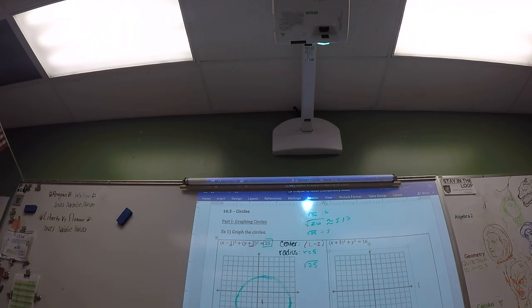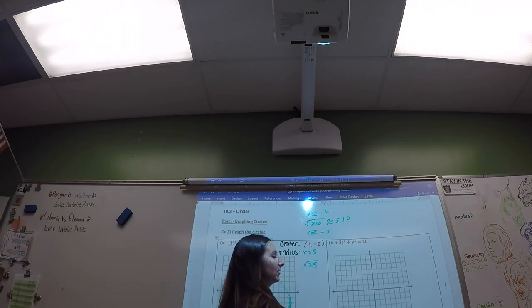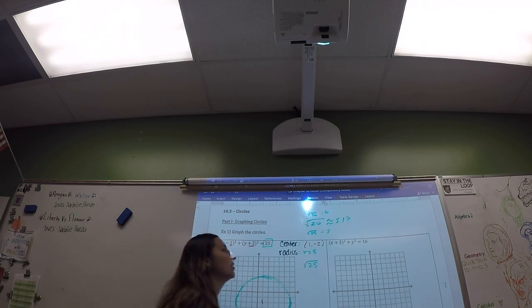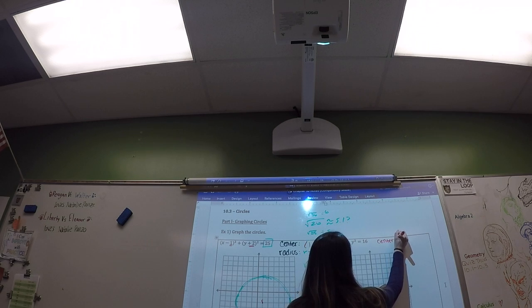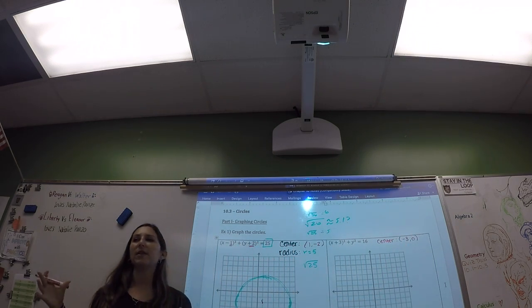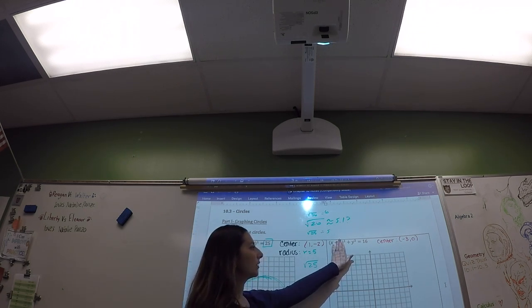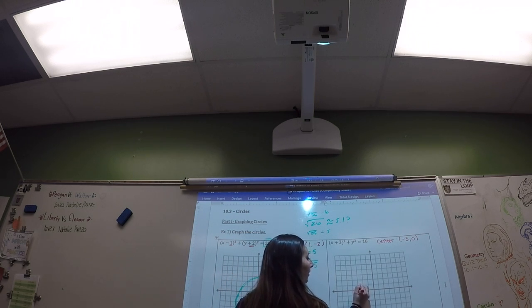What would be the center if there's nothing here with y? Here we have x plus 3, which would make our x coordinate -3. And since there's no parentheses with some kind of number subtracted from y, it's just going to be 0. Well, it's going to be -3, 0. So 0, 0 would be if it was just x squared plus y squared equals 16. So I'm going to graph that right here.